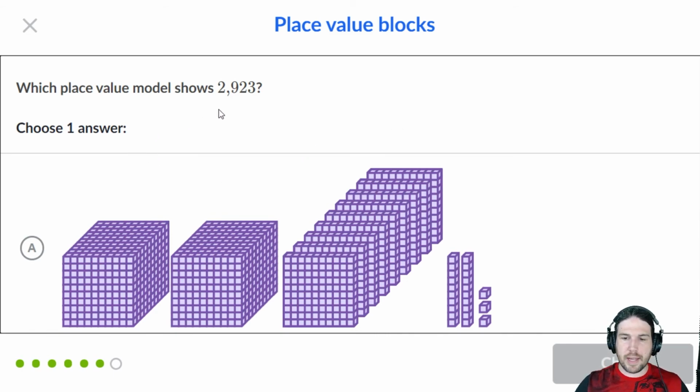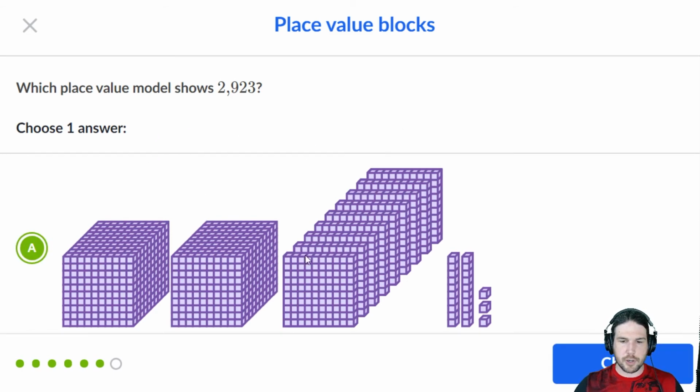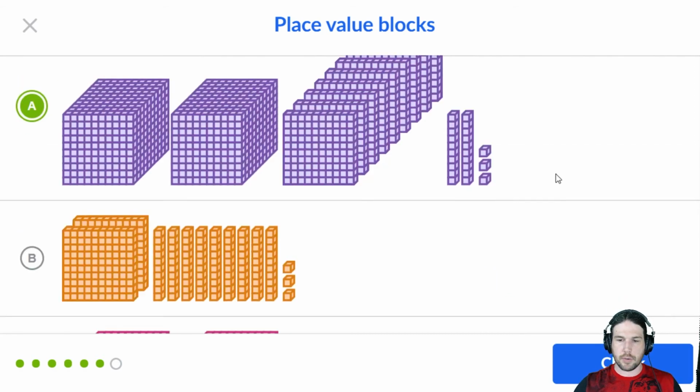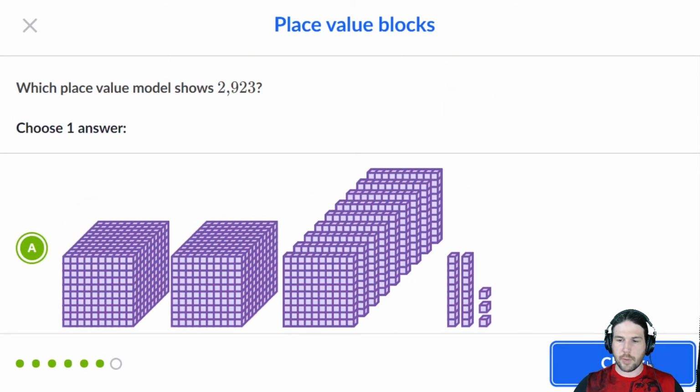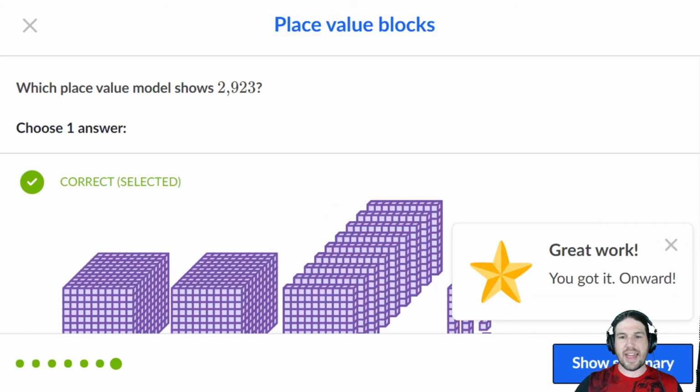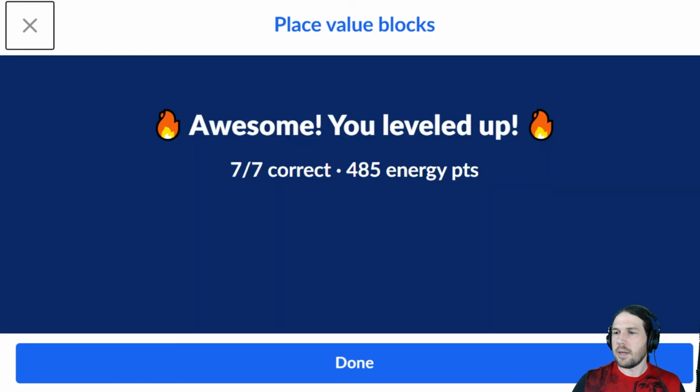Now we want 2,923, which I'm pretty sure is A just by looking at it. 2,000, 1, 2, 3, 4, 5, 6, 7, 8, 900, 20, 1, 2, 3. No problem, not even going to look at the rest of them. And that is place value blocks.